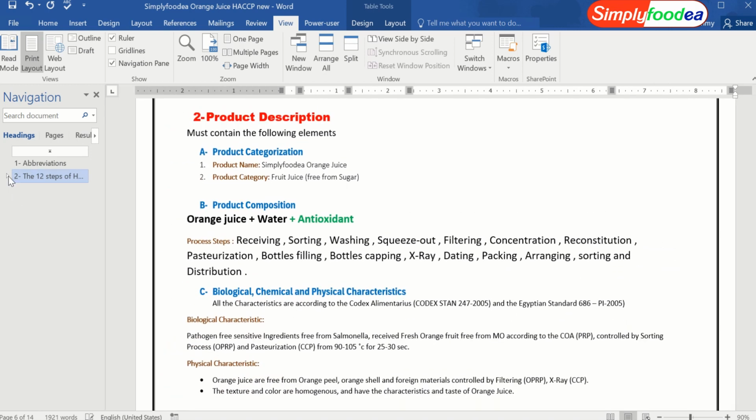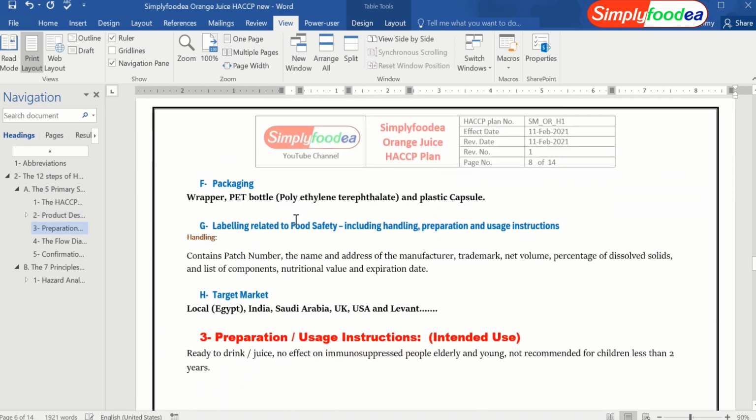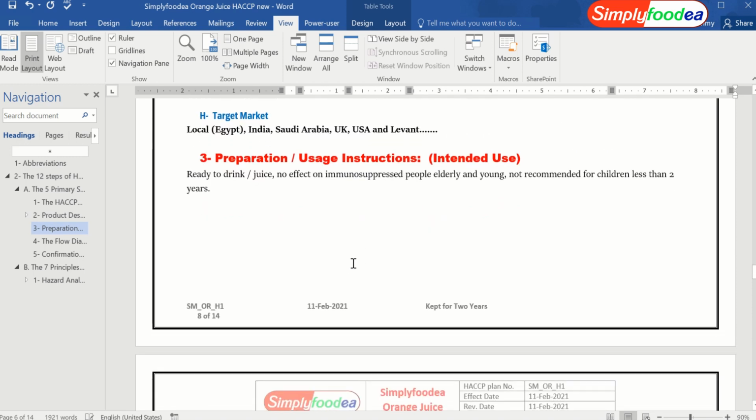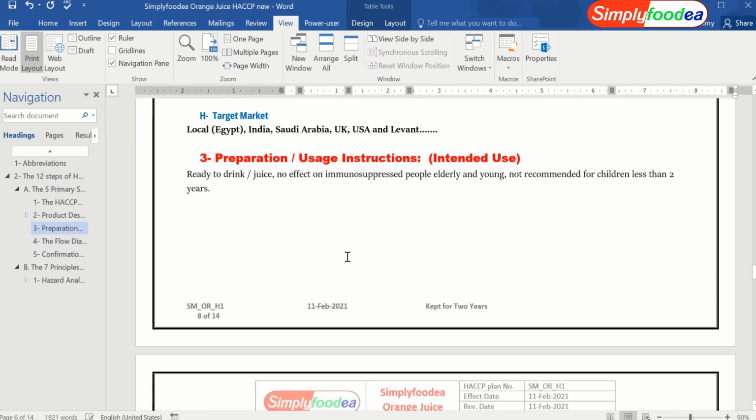Then we have mentioned how we can write the product description. Then we have also trained ourselves how to write the usage instructions of our products, whether it's ready to eat or ready to drink, or if there is any treatment you are going to apply.